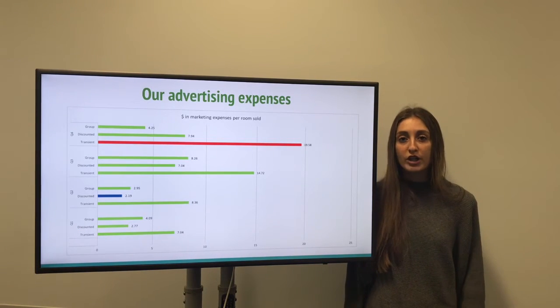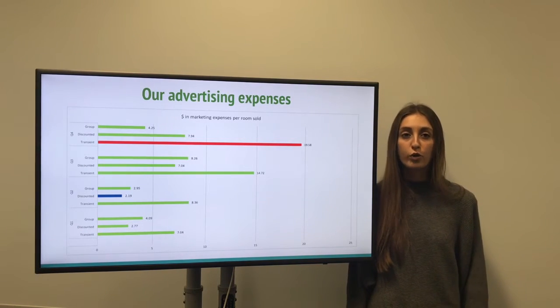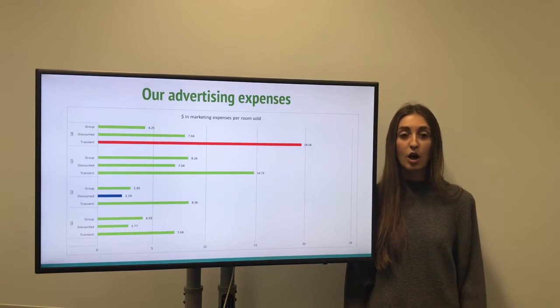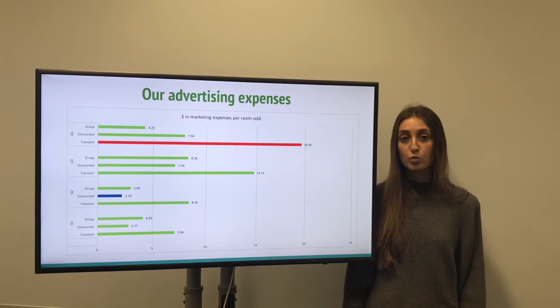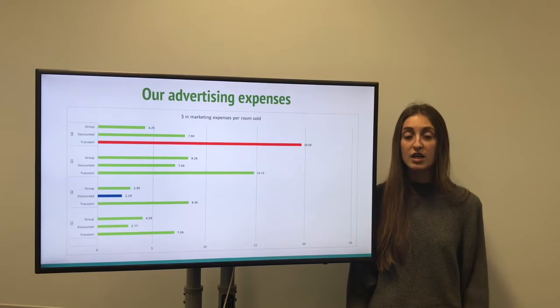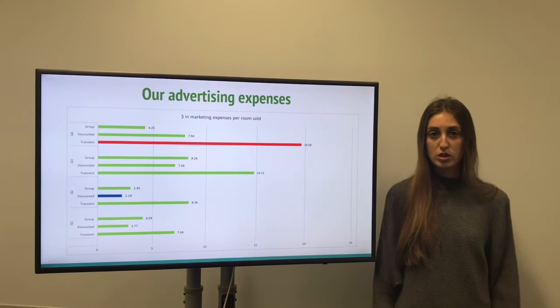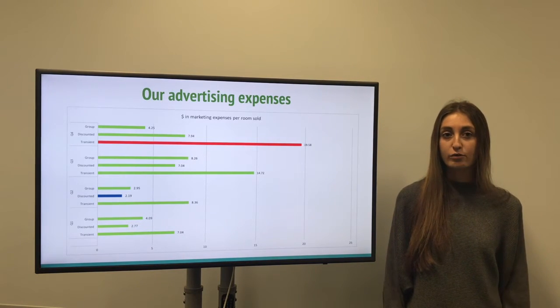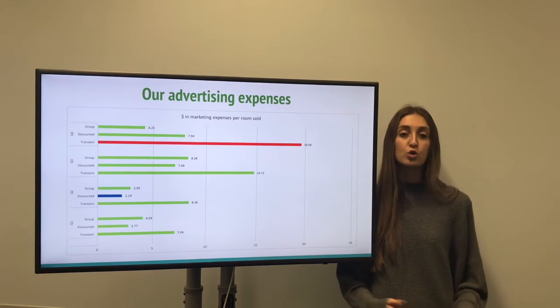We represented the marketing expenses per room sold per quarter for the different segments: group, discounted and transient. Our largest expense in the marketing department was in quarter 4 due to the off-season period, which had low occupancy, and a human error in setting up the prices. The price for large group was 14 instead of 140, so our occupancy for those months was very high for large group and therefore took away the opportunity to sell the rooms to transients.